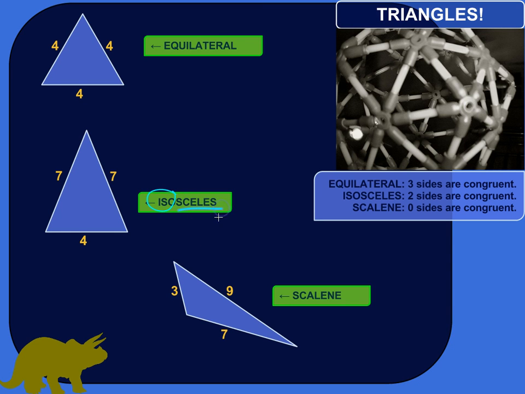And then this word comes from a Greek word that means legs. So you can kind of think of the triangle as, I don't know, this is probably getting off on a tangent, but you can think of these as the two legs of the triangle. So they have two legs that are the same length.